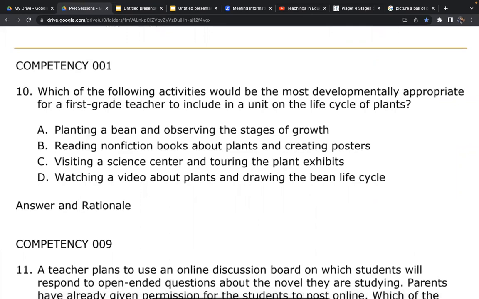And it doesn't say Piaget at all. And it won't say Piaget. It won't even say learning stage. It has nothing, but it has everything to do with it. It says nothing about Piaget, but has everything to do with his cognitive theory of learning. So which of the following activities would be most developmentally appropriate for a first grade teacher to include in a unit on the life cycle of plants?